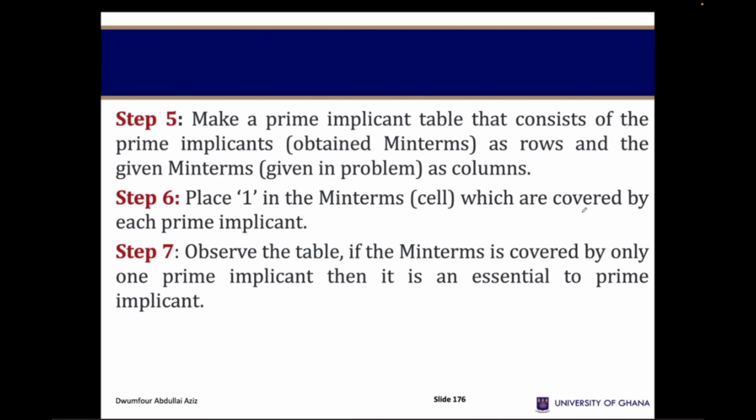So it says to make a prime implicant table. So we are going to make another table called the prime implicant table that consists of the prime implicants as the obtained mean terms as rows and the given mean terms as columns. So now we are going to make a prime implicant table. There are 2 sets of mean terms in this table: the obtained mean terms and the given mean terms. So what are the obtained mean terms?